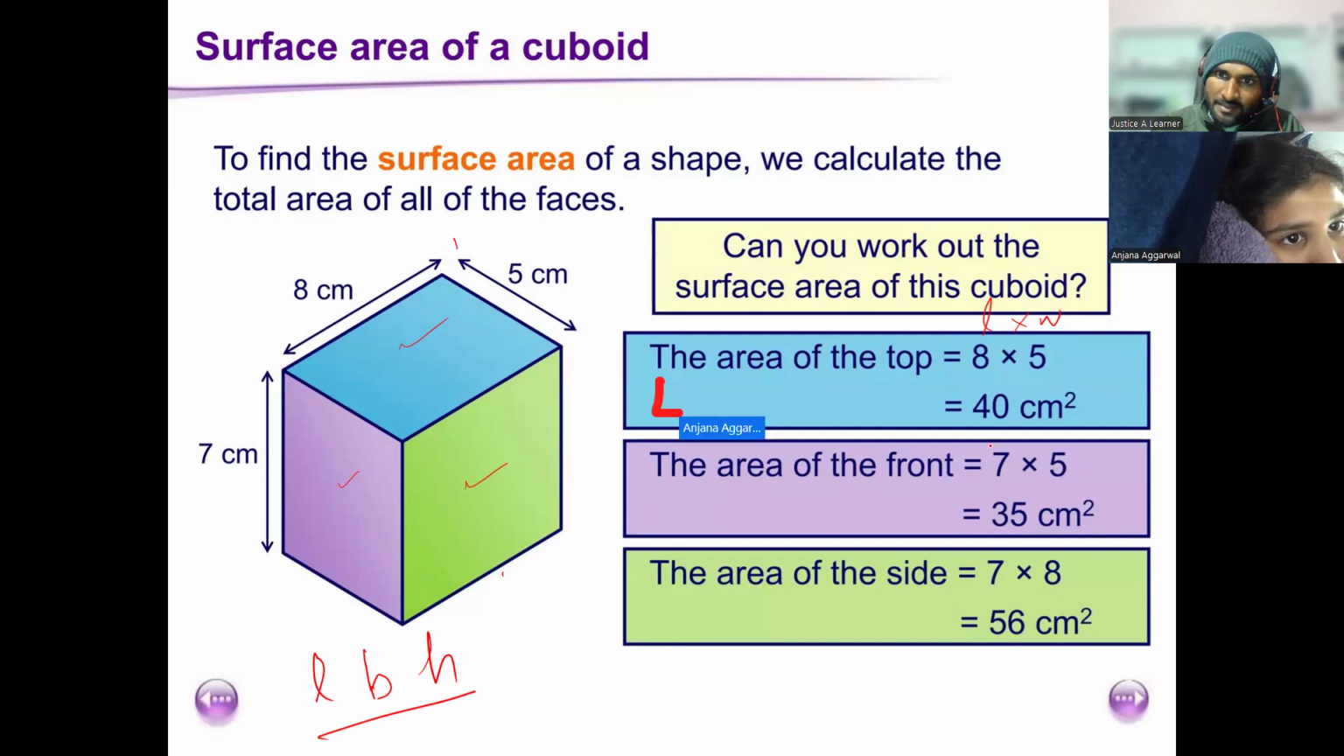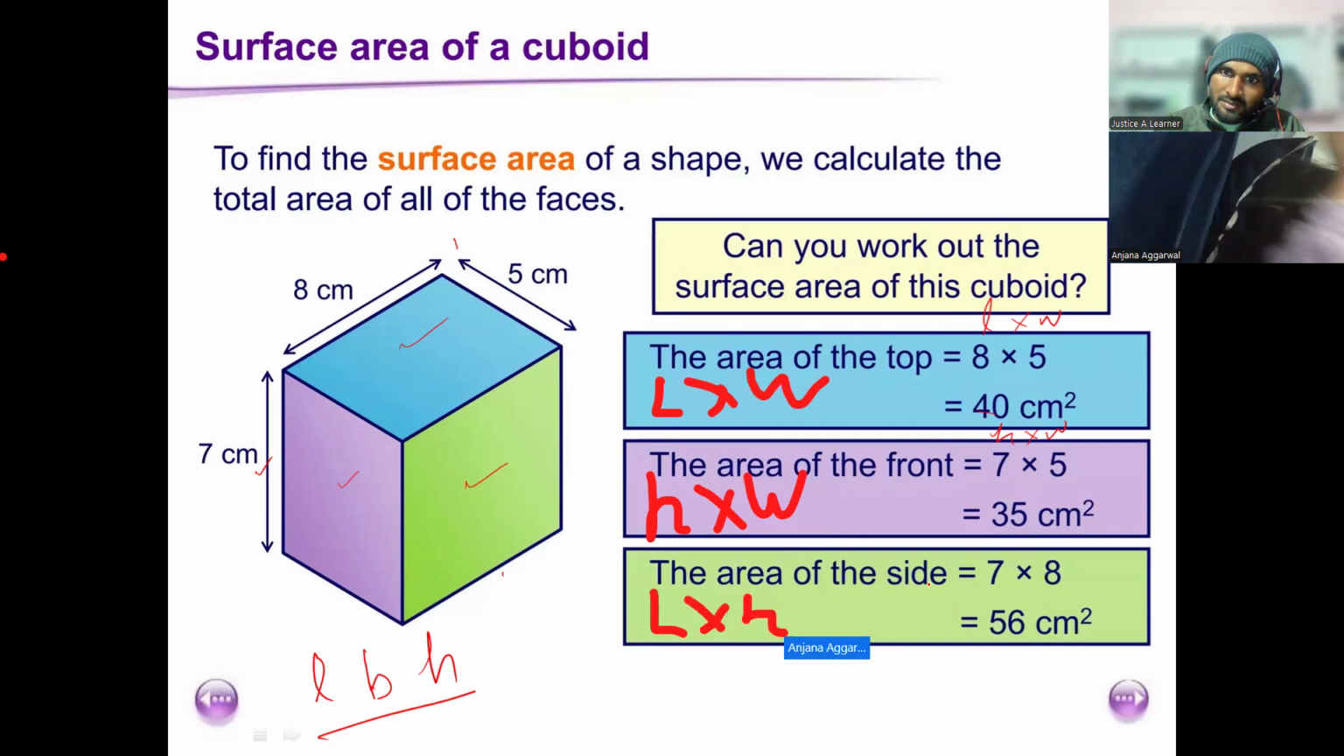Here, L into W. Is that true? Yes. And this is what? This is the area of front. 7 into 5. So it's L into W again? No, it's H into W. It's height into W. And what about this, the area of side one? L into height.